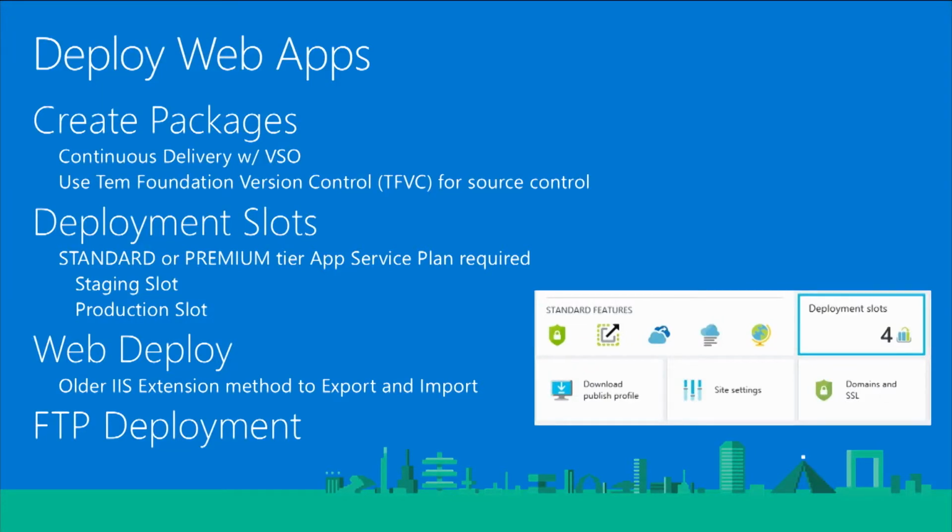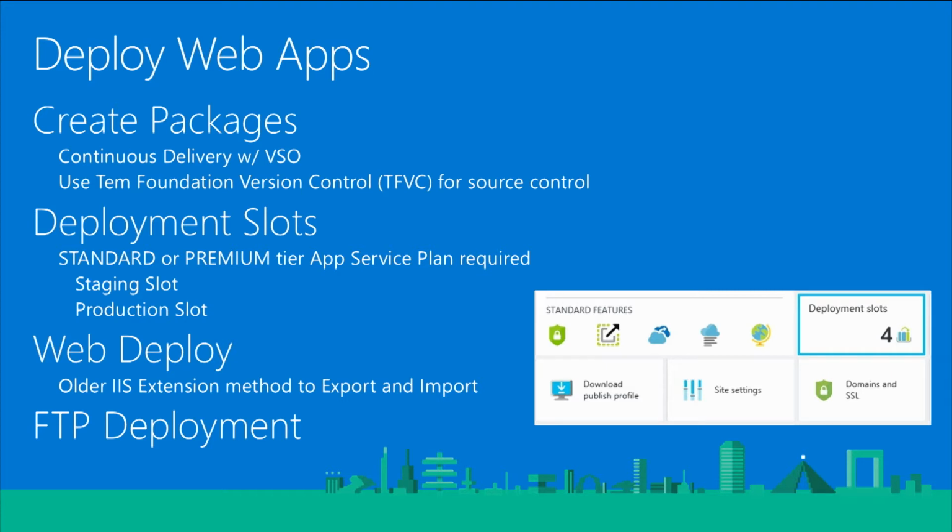From a deployment of web apps point of view, the big thing you want to know is they can deploy whether you're in continuous delivery with Visual Studio Online, GitHub, Mercurial, Bitbucket. You can use whatever version control you want for that. You can even remotely do continuous deployment from an external repo if you like.